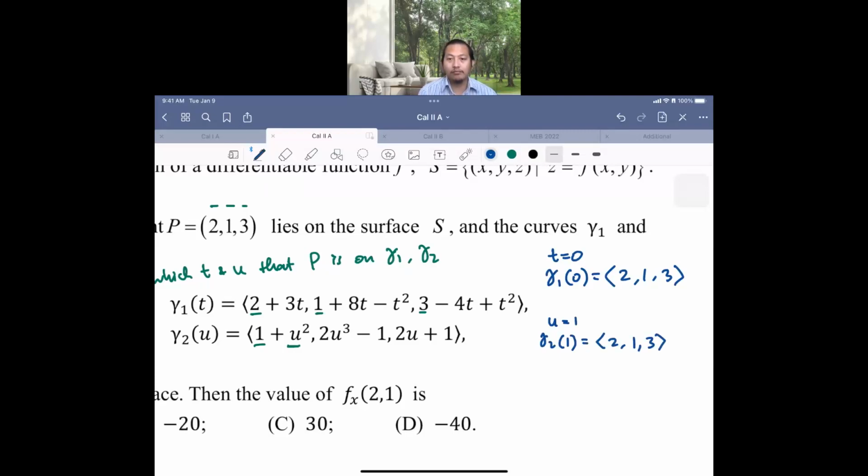Okay. So at least we get the parameter that we need to make the curves align with the point P. Okay, that's the first one.